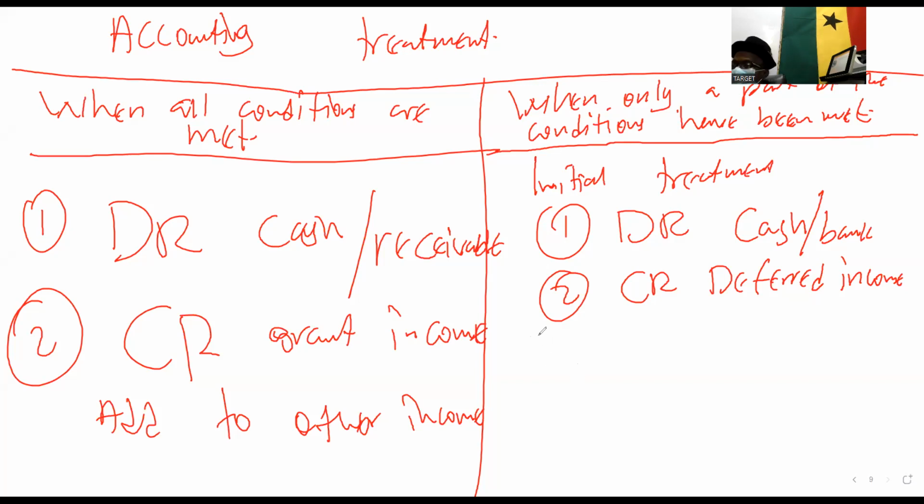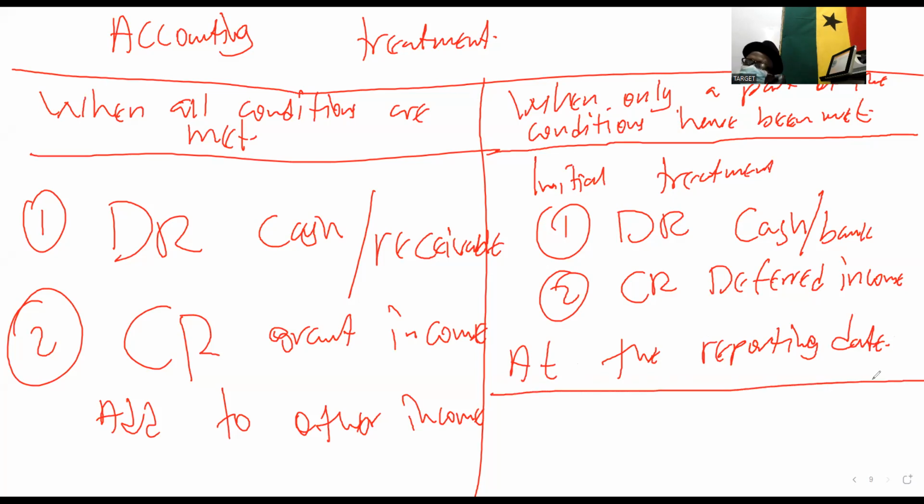So at the end of each reporting period, at the reporting date, the portion that you have fulfilled, the part of the condition you were able to satisfy that year, you release only that portion. So in that case, you now debit your deferred income.